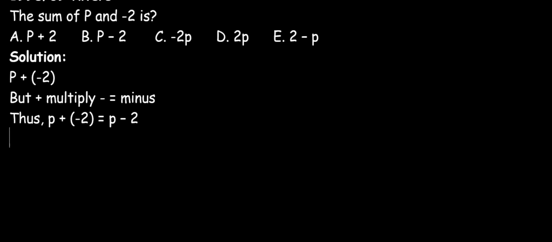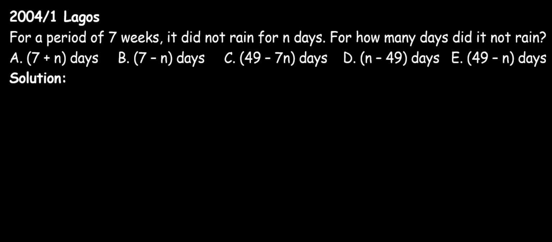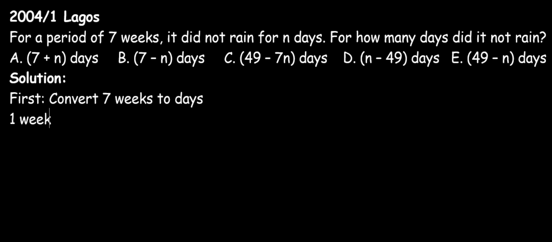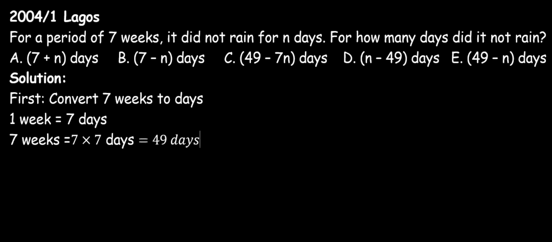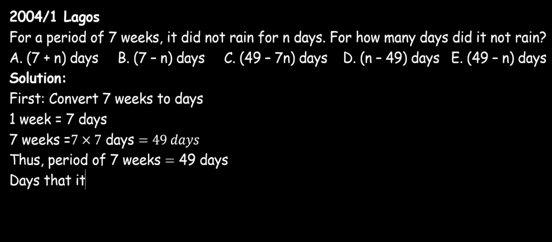Another example. For a period of 7 weeks, it did not rain for n days. For how many days did it not rain? The options are given. Solution. First, we convert 7 weeks to days. 1 week is equal to 7 days. Thus, 7 weeks will be 7 times 7 days, and that gives us 49 days. Thus, the period of 7 weeks is equal to 49 days. Days that it did not rain will be 49 minus n, which is the same as 49 minus n bracket open and close days.